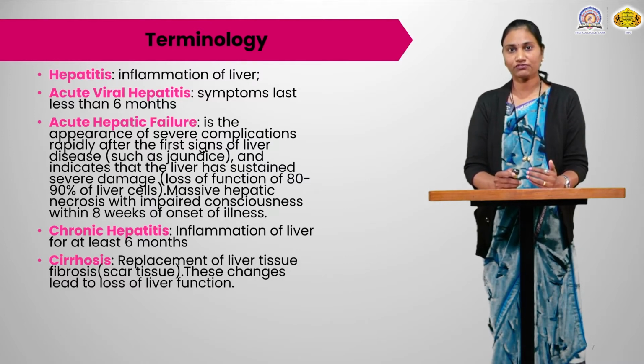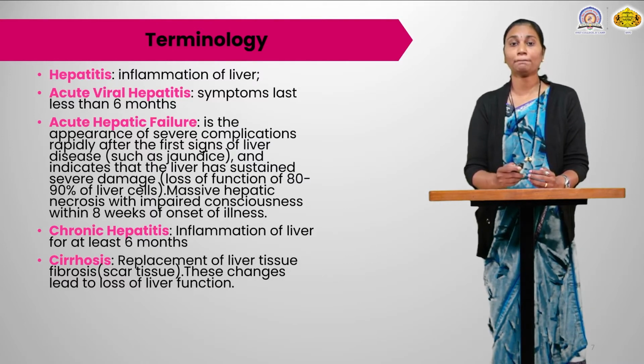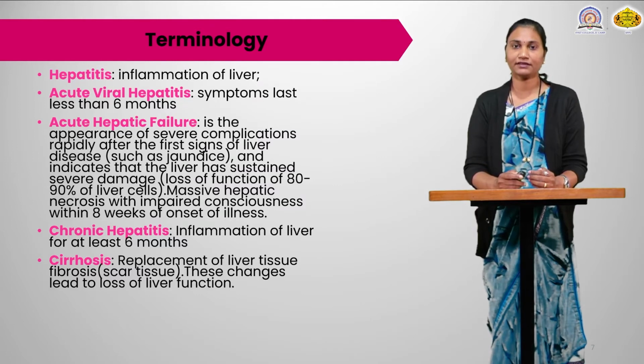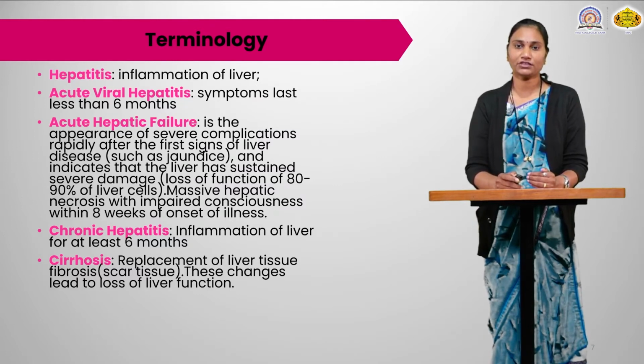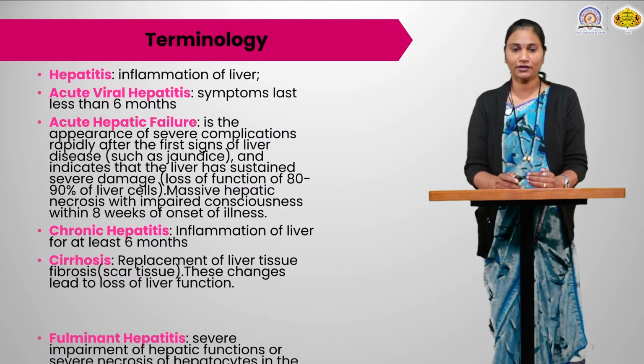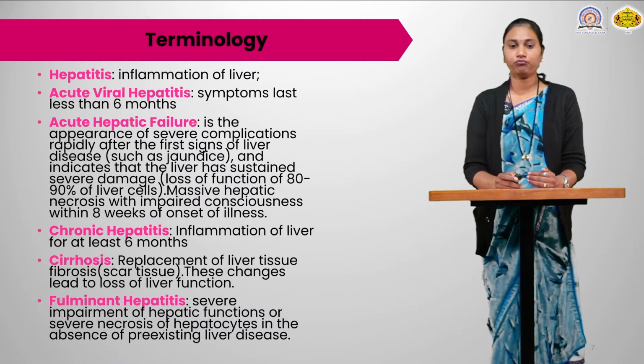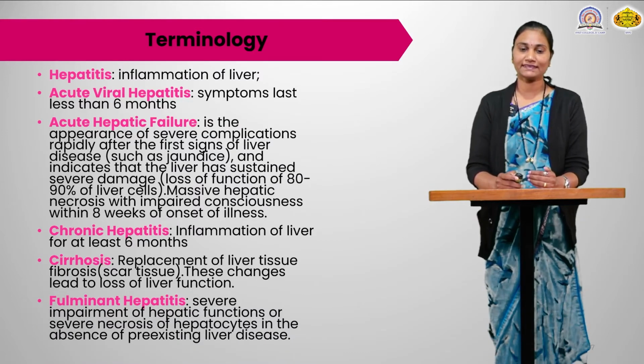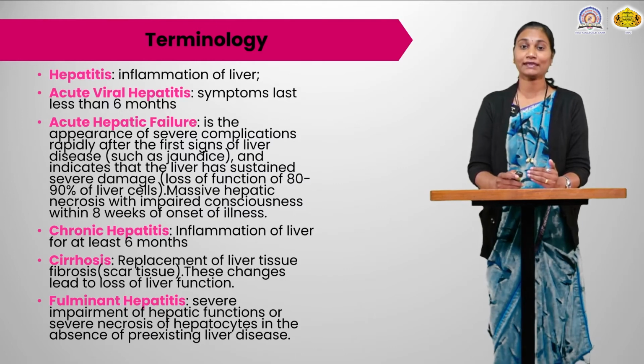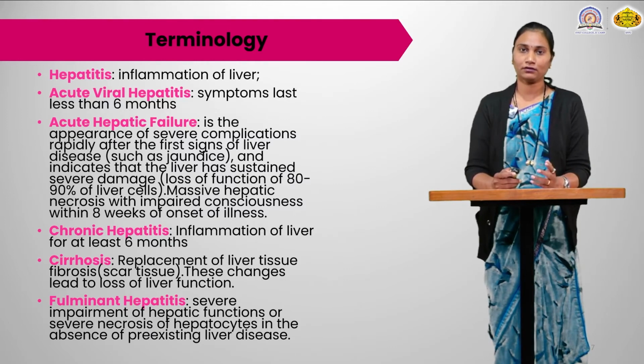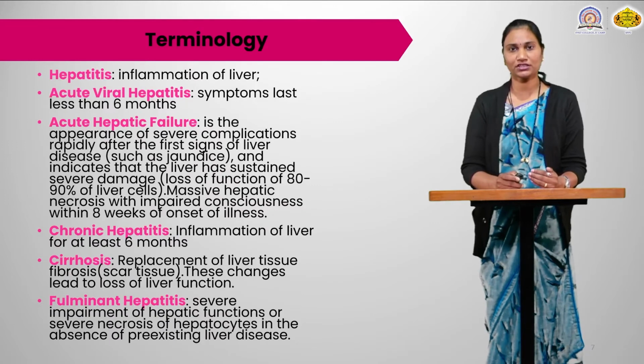Cirrhosis is the condition in which there is complete damage of the liver, and therefore liver transplantation or replacement of the liver is required. Then fulminant hepatitis. In this particular hepatitis, because of damage to the liver cells, there is failure of the liver. So these are the common terminologies that are associated with hepatitis.